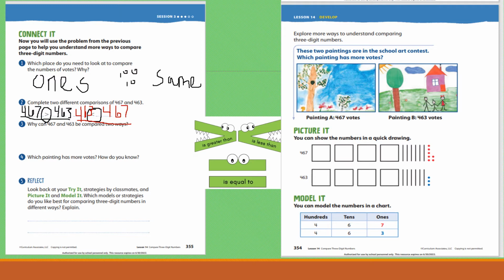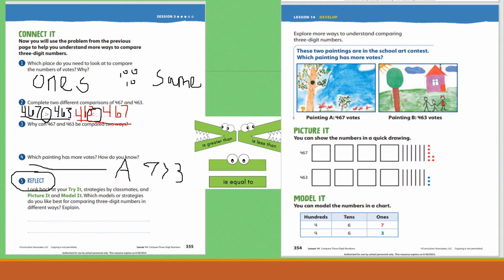So now it's asking us which painting has more votes? Painting A. And how do we know it does? Because 7 ones is greater than 3 ones. Look at how I did that. All right, let's look at the reflect. Look back at your try it strategies, classmates, picture it and model. Which models and strategies do you like best for comparing the three numbers?